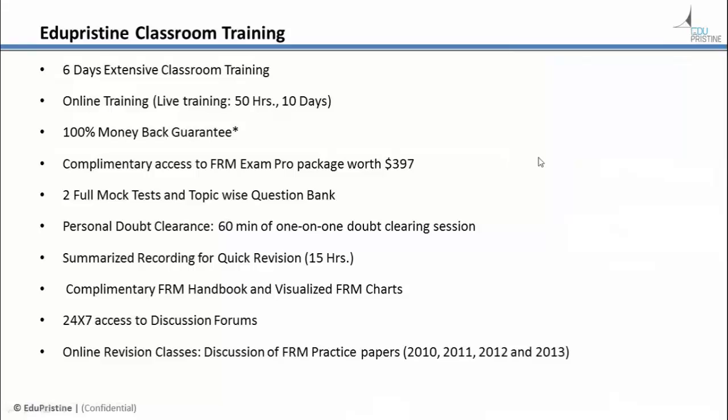Now, there will be online revision classes where we will be discussing FRM practice papers from 2010 onwards, which are provided by GARP. This is just to understand what kind of questions you can expect in the exam. You will be reviewing the key concepts and receiving exam tips just before you take the exam. So this is the package you will get when you enroll for Edu Pristine's classroom training.